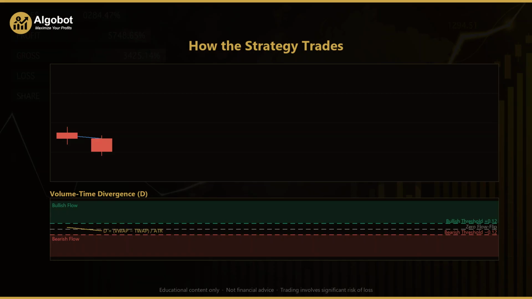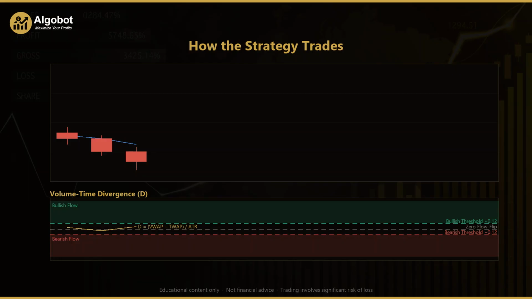Across the bottom you can see the divergence oscillator, D, with 3 reference lines. The 0 line in the middle, a bullish threshold at positive 0.12, and a bearish threshold at negative 0.12. On the price chart above, the blue line is the time average, and the strategy wants price to agree with the oscillator before it acts. Let's follow a long trade first, then a short.